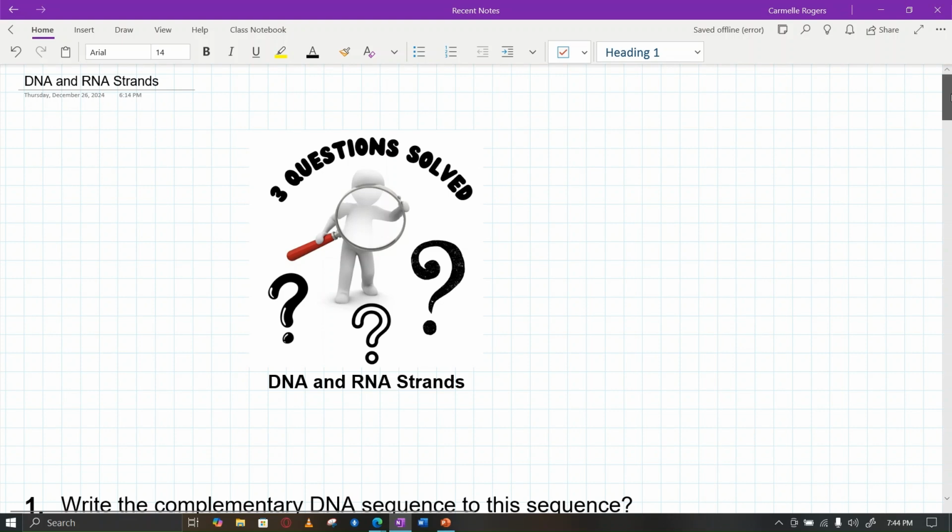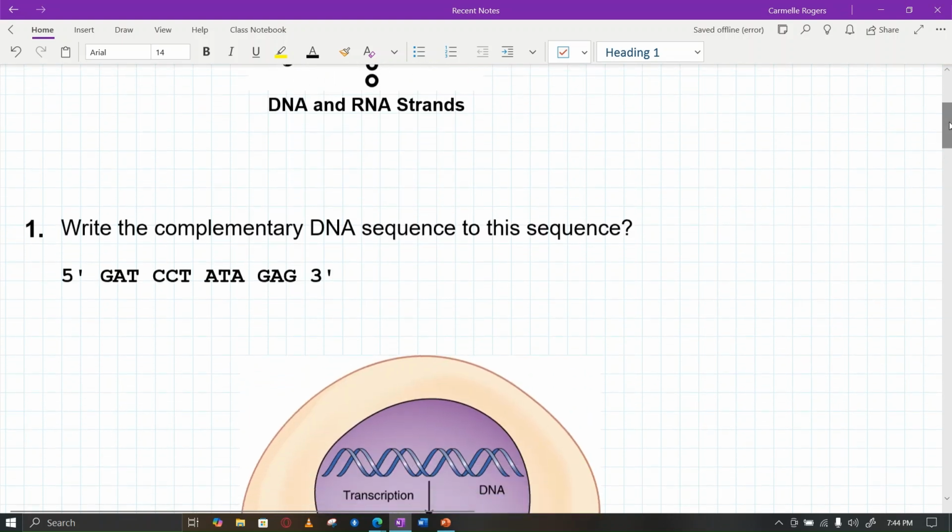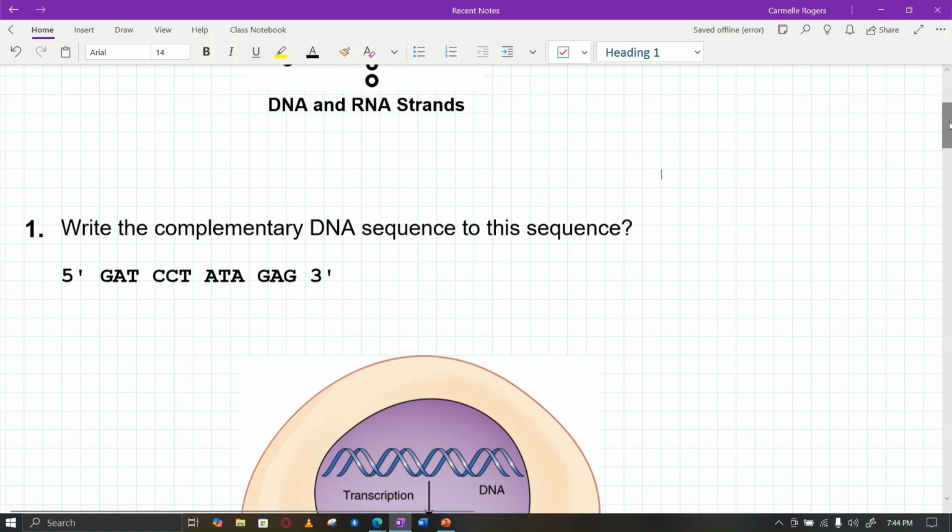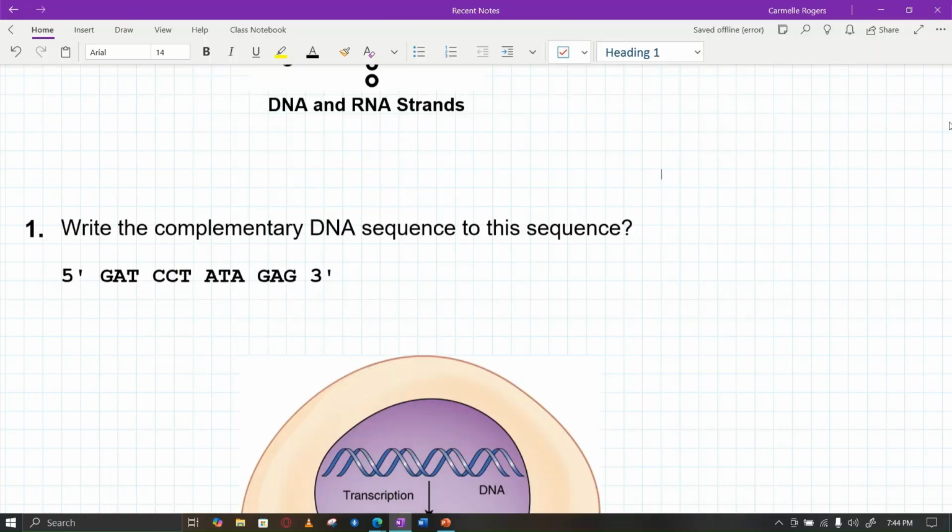Some of the learning objectives here would be to understand the base pairing rule. We'll also be able to identify complementary and identical nucleic acid strands, and we'll practice with 3 questions so that way you can apply the information from understanding more about nucleic acids. This is our first question. Write the complementary DNA sequence to this sequence.